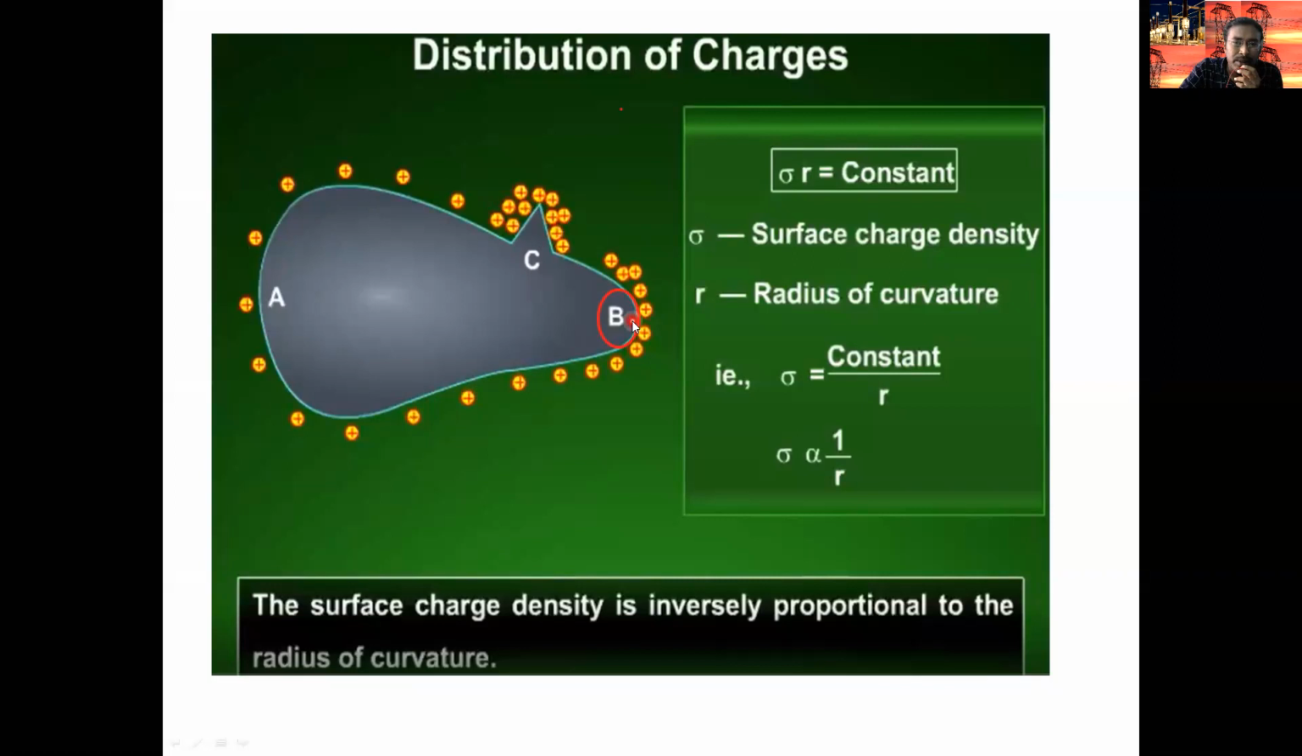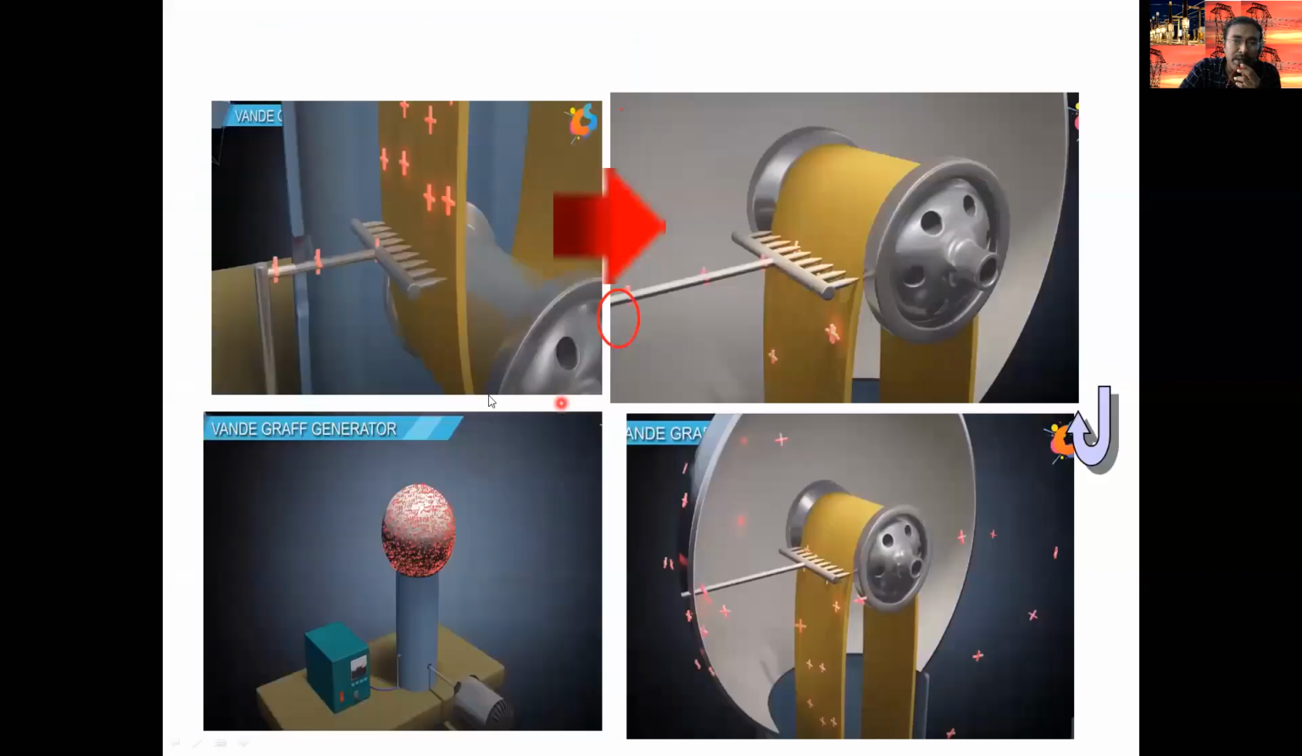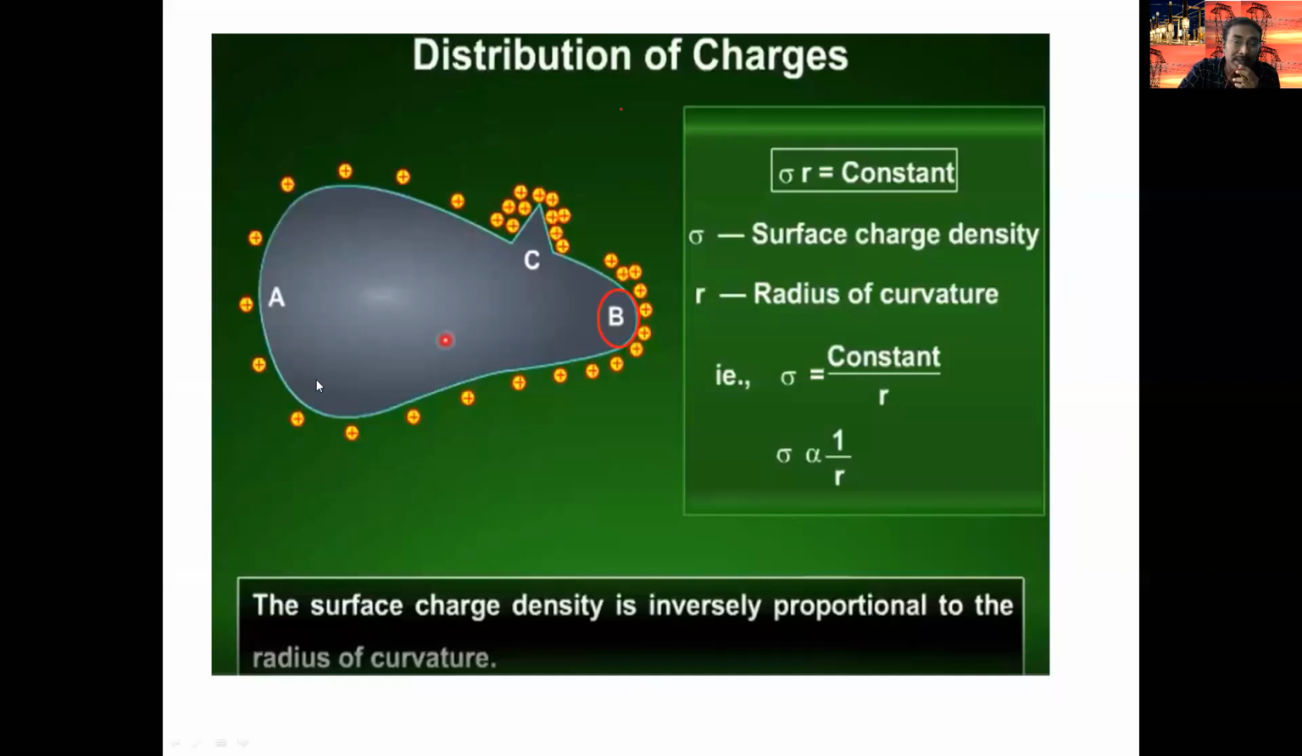So that's why the sphere of the Van de Graaff generator must and should be uniform. Then only the positive charges are uniformly distributed like this. The sphere must be in a uniform manner, then only the positive charges are distributed uniformly.